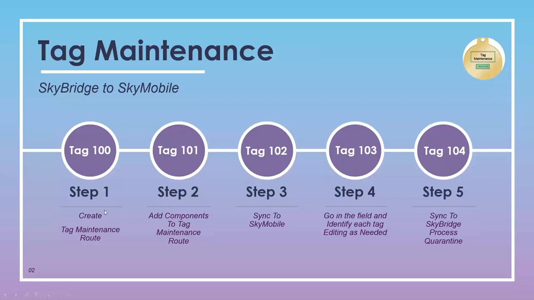Okay. So the first step is to create a tag maintenance route. We're going to do that, add components to the tag maintenance route, sync to SkyMobile, go out in the field and identify each tag. And again, if it needs changing, for example, if it's the wrong size, you can change it in the handheld. And then you sync back to SkyBridge and process it through. So that's what we're going to discuss.